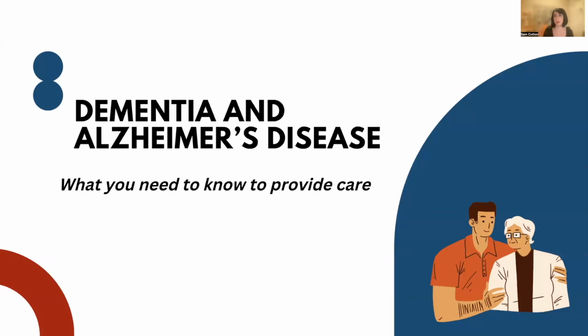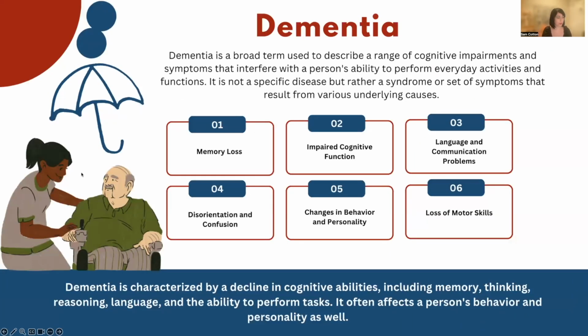So we're going to start today's discussion by doing a broad overview of dementia and Alzheimer's disease and what you might need to know in order to provide effective and compassionate care to those who you are working with. Now, often there's some confusion when we start talking about dementia and Alzheimer's disease because we often use these words interchangeably. So I'm going to start by talking about dementia. Dementia is that broad term that we often use to describe a range of cognitive impairments and some of those associated symptoms that often interfere with a person's ability to perform everyday activities and functions.